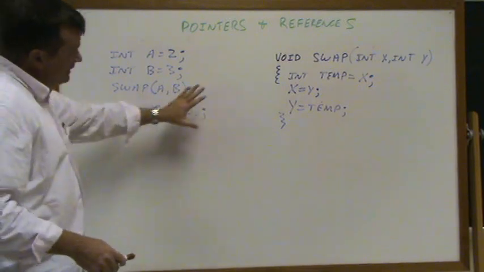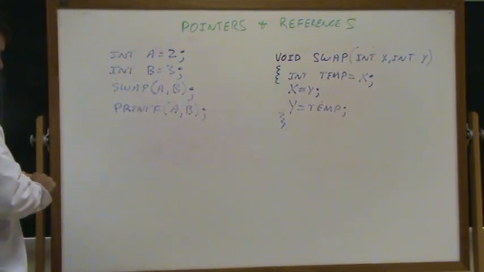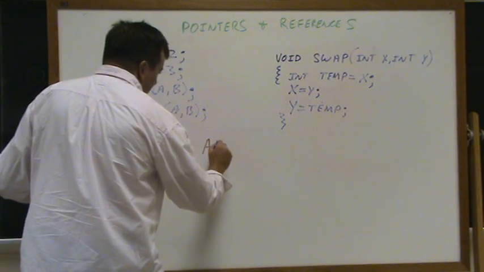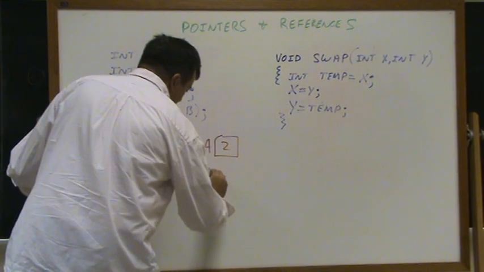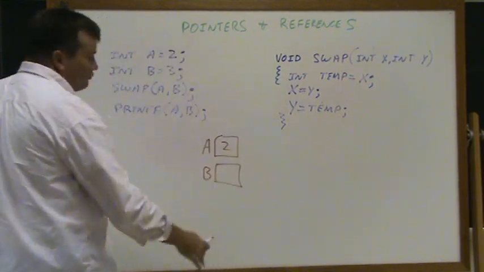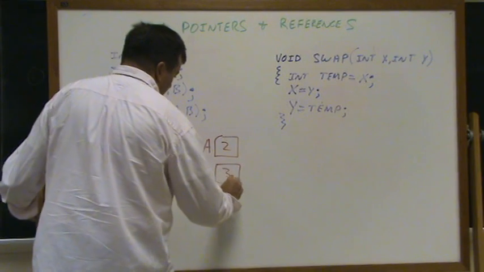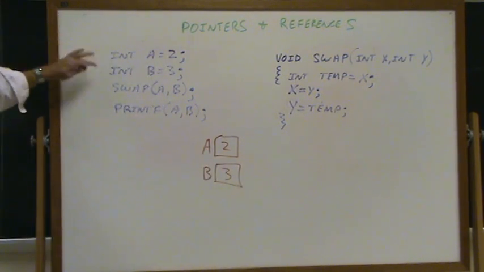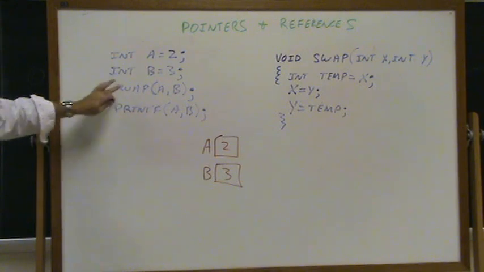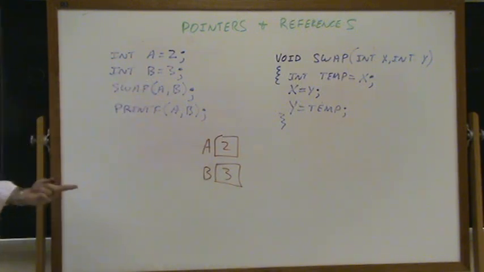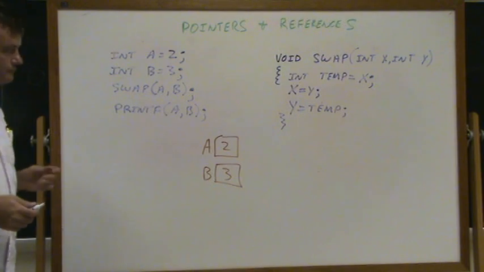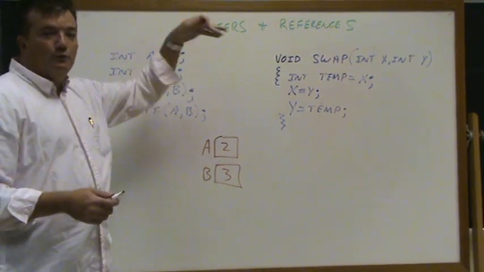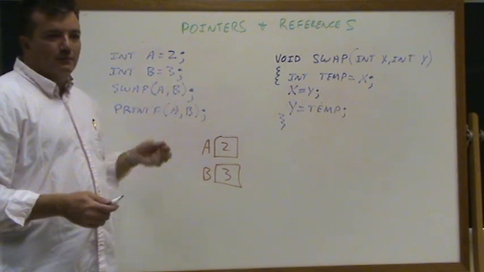Here's our main program, and then here's this side function. So let's draw our story. We have a variable called A, which contains a 2. I'm not drawing these in a row like I did before, but we have a variable B which contains a 3. Now we call swap. We pass in these two variables. What does that mean? What are x and y? Are x and y another name for an already existing piece of storage? Or does this function create two new pieces of storage, x and y, and fill them in with data?